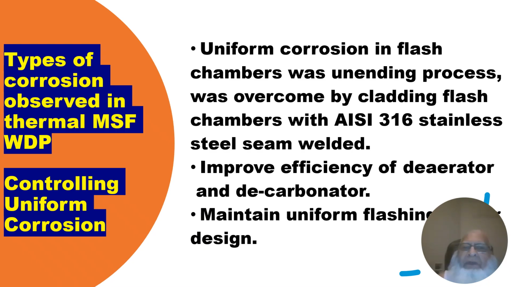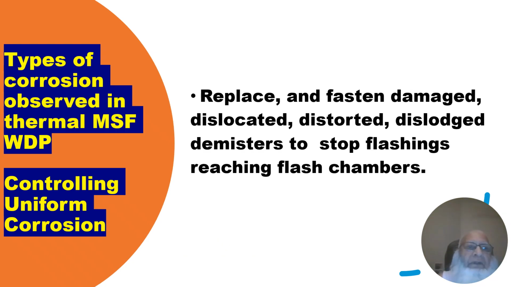Improved efficiency of the deaerator and carbonator. Maintain uniform flashing as per design. This is a continuation of the previous slides, right? How to control uniform corrosion. Replace and fasten damaged, dislocated, distorted, dislodged demisters to stop flashings reaching flash chambers.